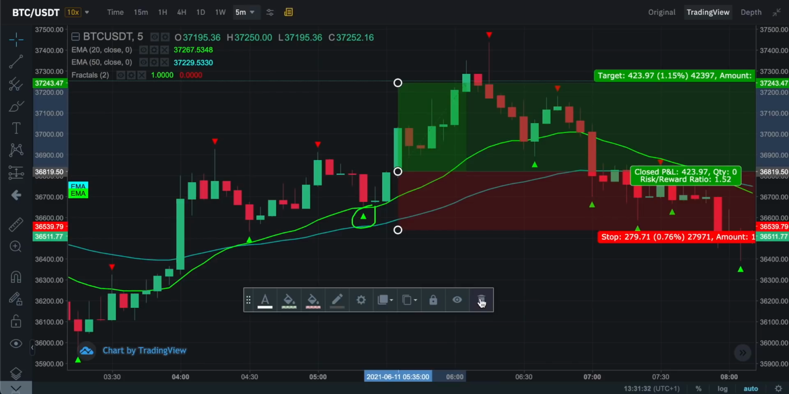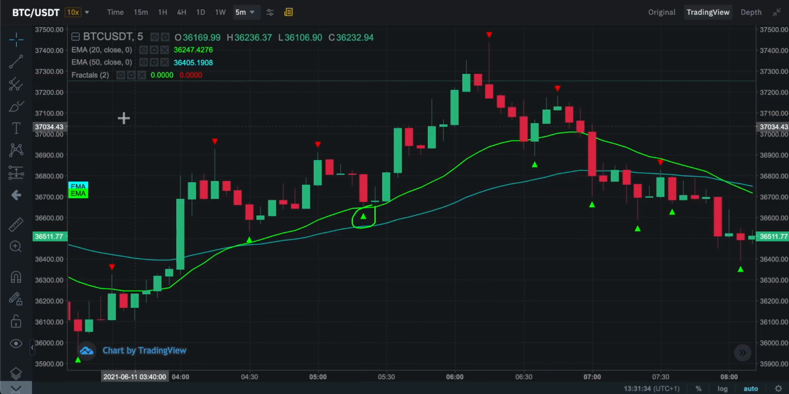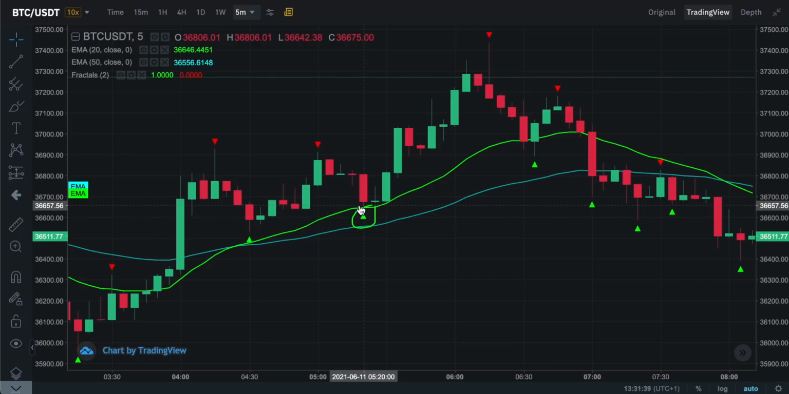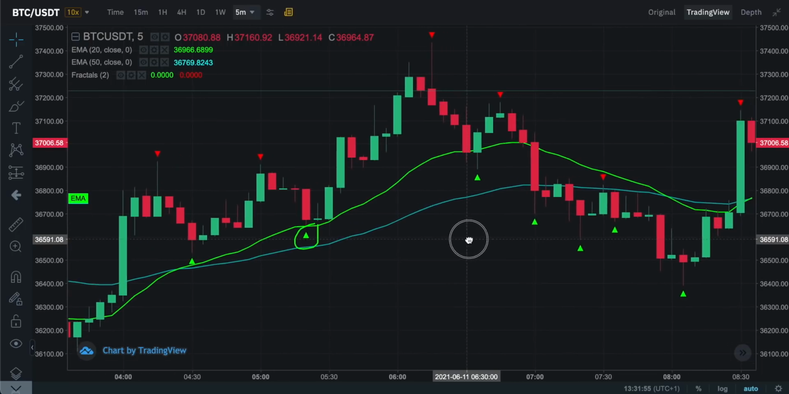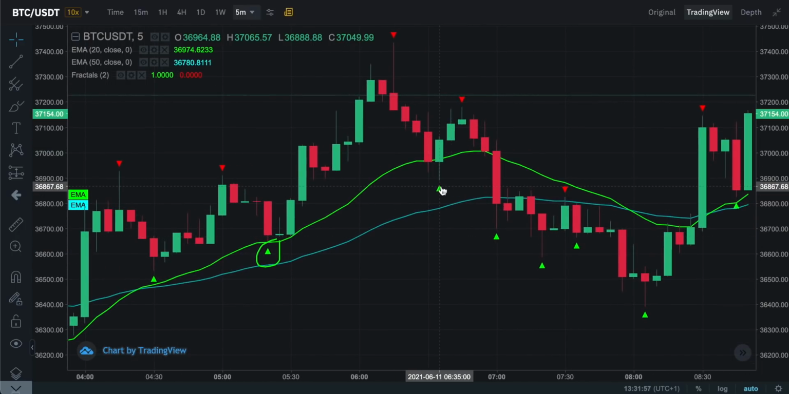Something to note very strongly with Williams fractals is that you have to wait for this Williams fractal to print in between the 20 and the 50. If you get a fractal that prints above like this, we wouldn't go in, and we'd wait for the second fractal to print. Also with fractals, it doesn't work every time. As you can see here, we would have gone long right now, and that would have been a move to the downside. So that would not have worked out for us.